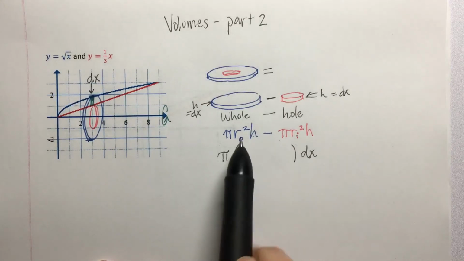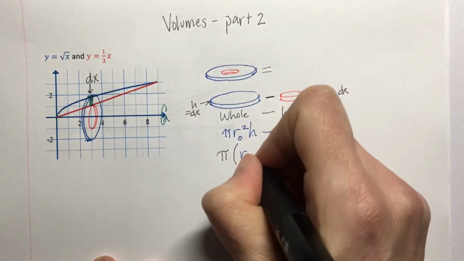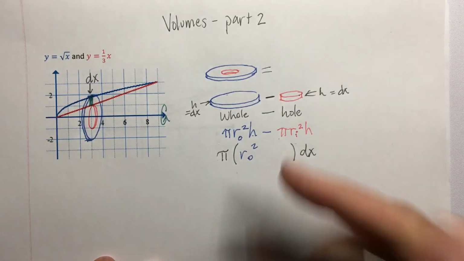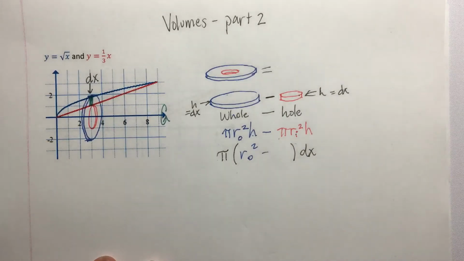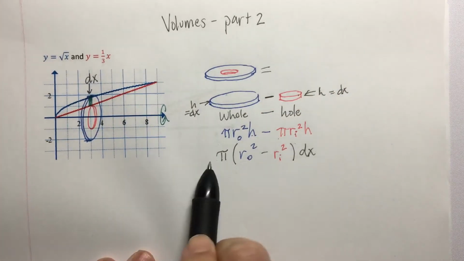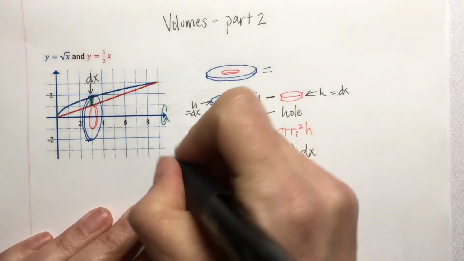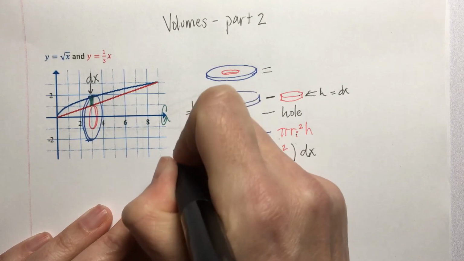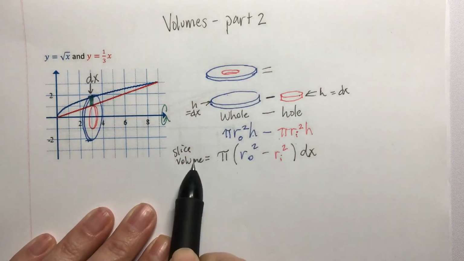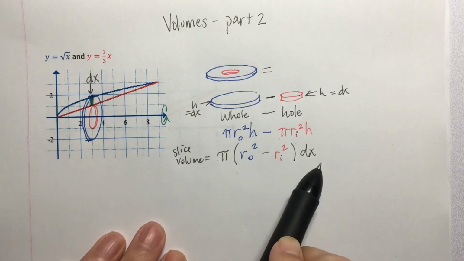And then I have my outer radius squared, minus the inner radius squared. Sorry about all the pen clicks. So we've set ourselves up. This is the volume of our slice. So it's our slice volume: pi times the outer radius squared minus the inner radius squared, times dx.